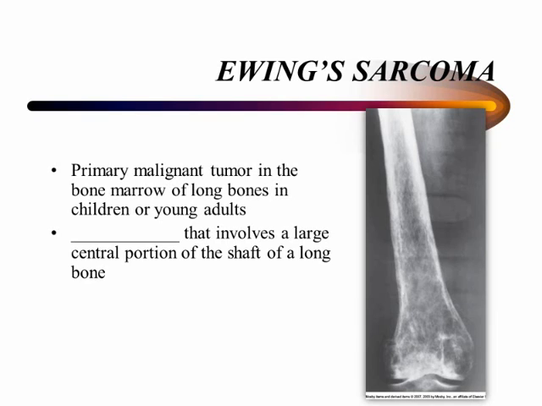The classic radiographic appearance of Ewing sarcoma is an ill-defined permeative area of bone destruction that involves a large central portion of the shaft of a long bone, with underlying medullary destruction, and is associated with a fusiform layered periosteal reaction, otherwise referred to as an onion skin appearance, parallel to the shaft.